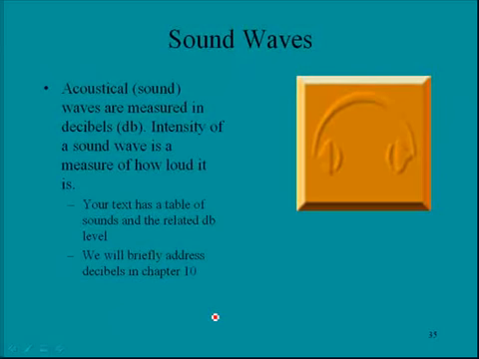Sound waves. Acoustical sound waves are measured in decibels, and decibel is the unit of measure that we use in measuring sound. The intensity of the sound wave is a measure of how loud it is, and your text has a table of sounds and the related dB levels. We will briefly address decibels in Chapter 10, and though we're looking at it in relationship to sound here, decibels can also be used in measuring RF energy.